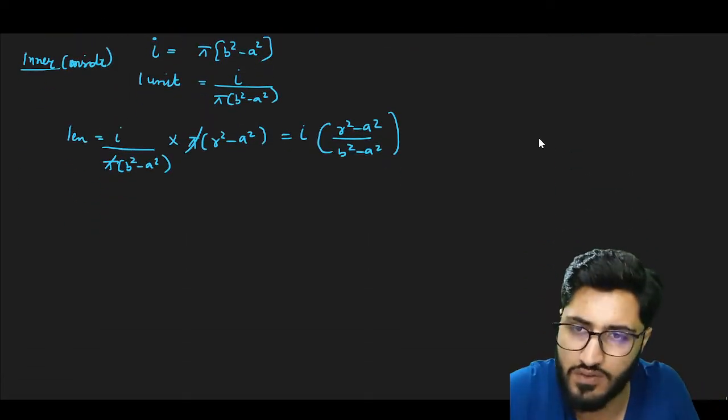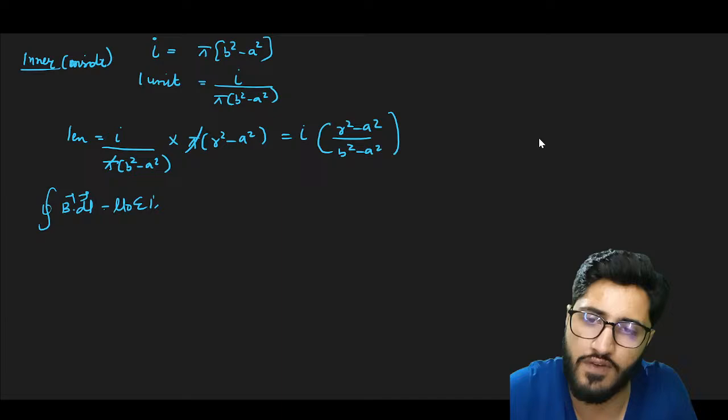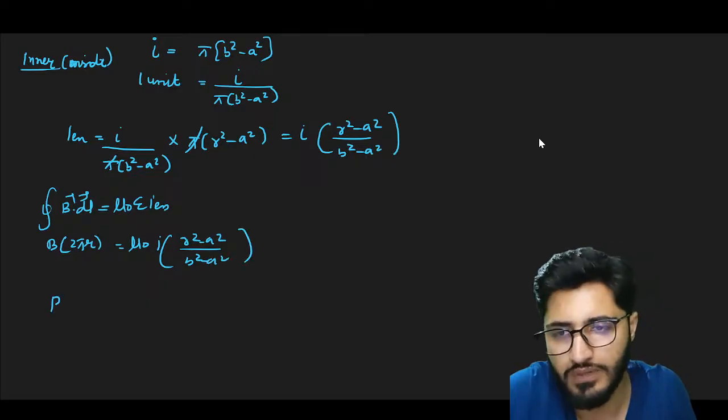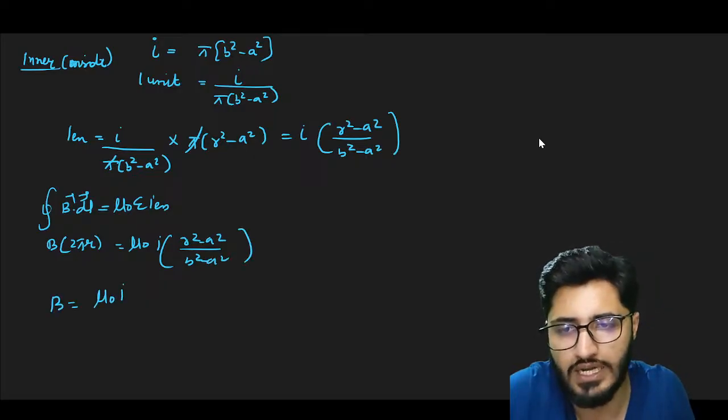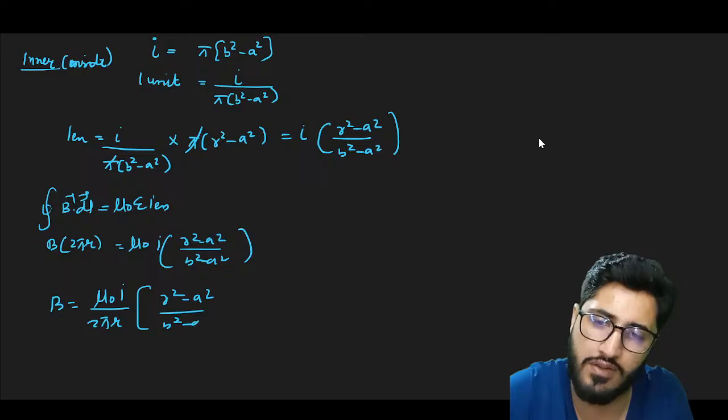Now you can place the values in the equation. What is the equation? Closed integration of B dot dl equals mu naught times the summation of I enclosed. So it came out to be B into 2 pi r equals mu naught I r square minus a square whole divided by b square minus a square. So B came out to be mu naught I divided by 2 pi r, times r square minus a square, whole divided by b square minus a square.